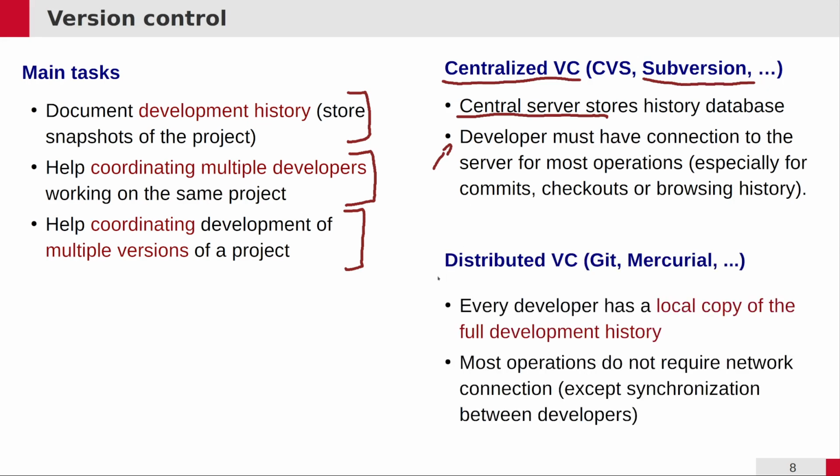And there are the so-called distributed version control systems, which took over in the last two decades. And of course, Git is maybe the most popular one. A few projects might still use the Mercurial version control system. Here, every developer has a copy of the entire history, so most operations do not require network access. The network connection is only needed for synchronization, when you try to synchronize your project with other persons.